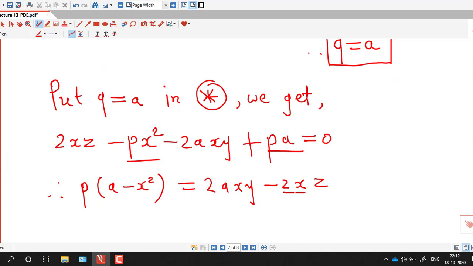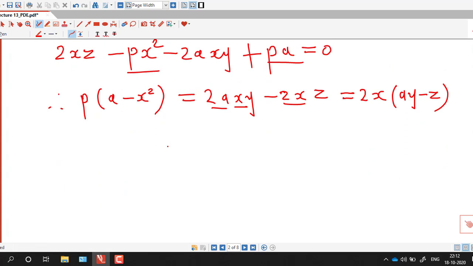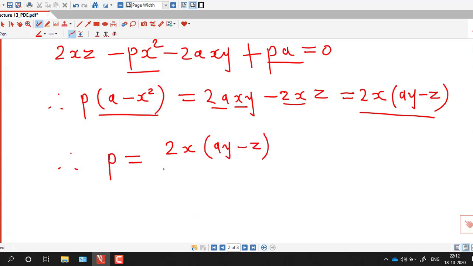Again we can take 2x common. So it is 2 times x. Here we have a into y minus z. So we require value of small p, so we take a minus x square on the right hand side. So finally our small p is 2x into ay minus z divided by a minus x square.